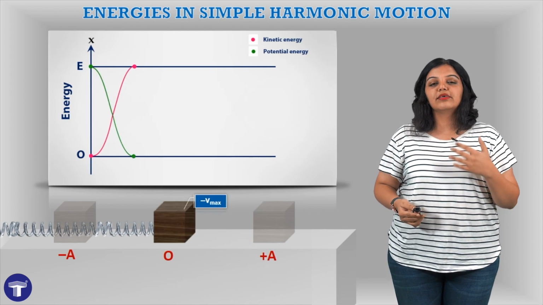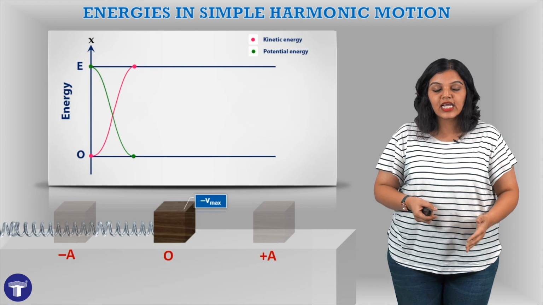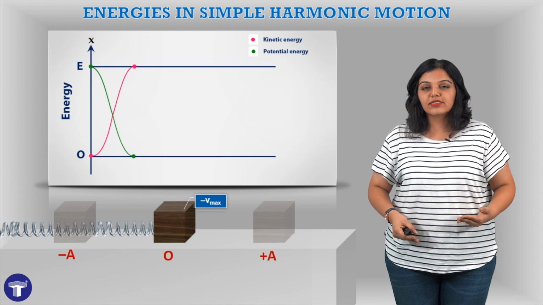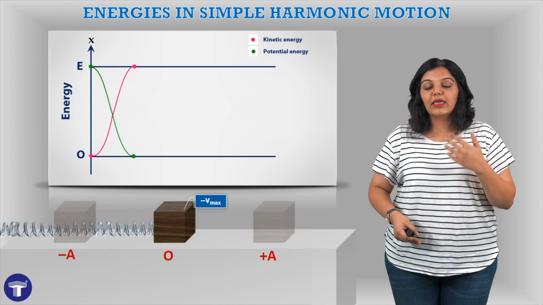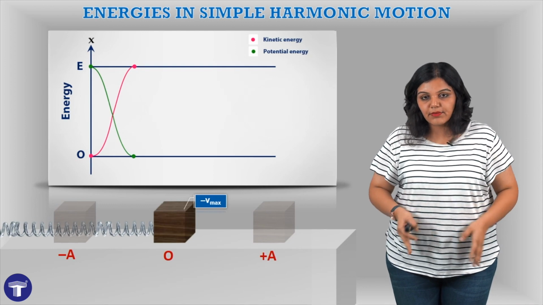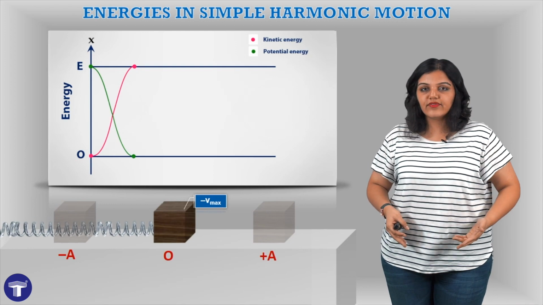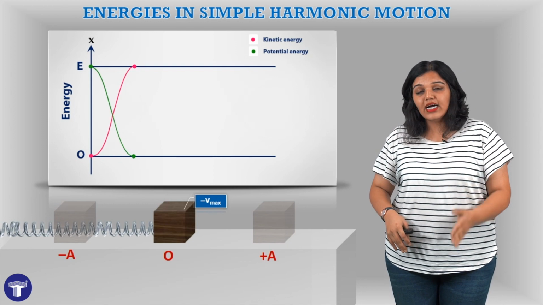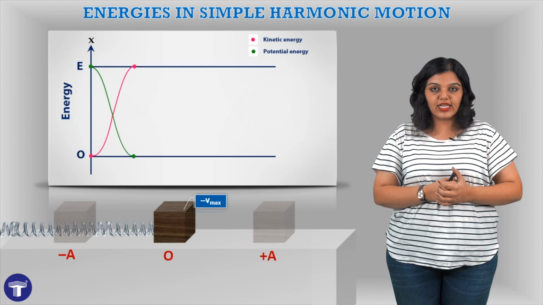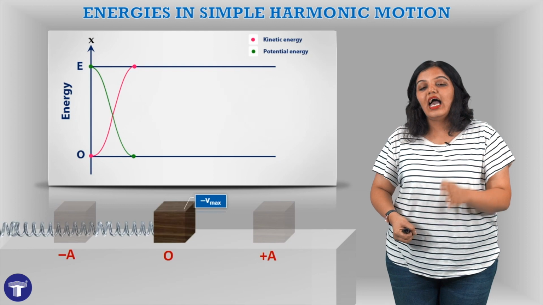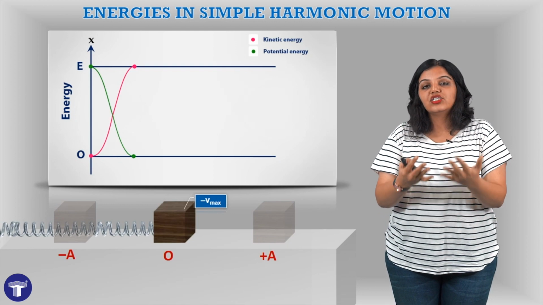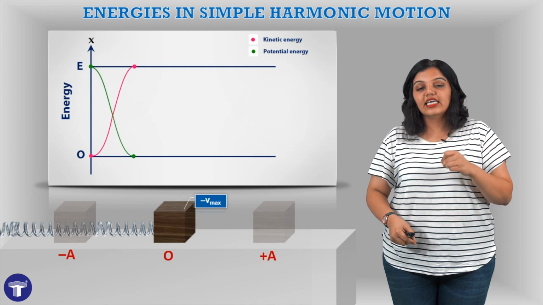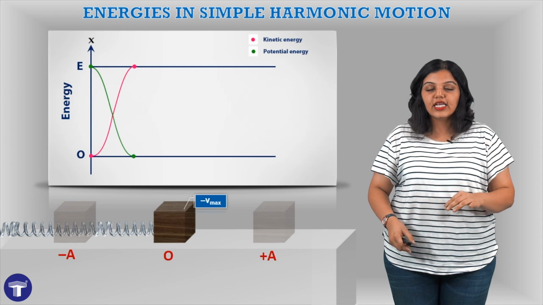When this block moves towards the mean position performing simple harmonic motion, I know that at the mean position the velocity of this block is the maximum. If the block is moving from right to left, then the velocity may be negative, but the magnitude is maximum. And kinetic energy depends on the square of the velocity, and therefore the magnitude of the kinetic energy will be maximum. However, at the mean position, there is no displacement, and therefore potential energy is 0. Therefore at the mean position, all the energy is the kinetic energy, and the kinetic energy is the total energy E, whereas potential energy is 0.